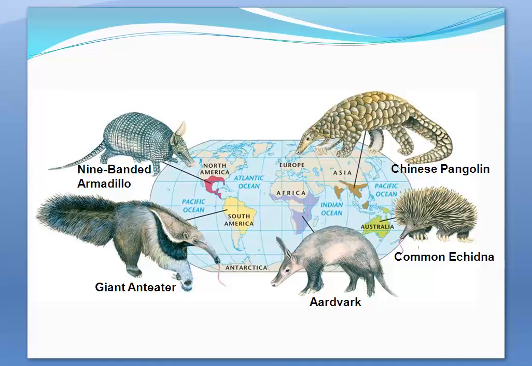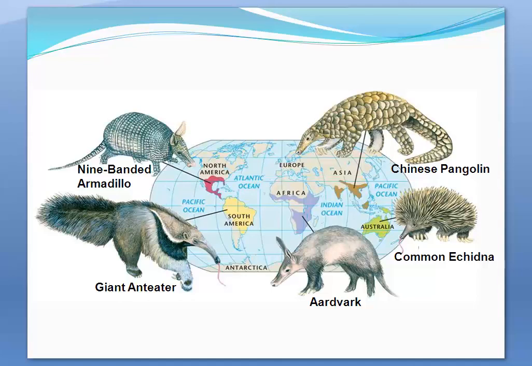We look in North America, South America, Africa, Australia, and in Asia, and we have the nine-banded armadillo, the giant anteater, aardvark, a common echidna, and what's called a Chinese pangolin. And none of these things really are related to each other whatsoever. However, they all lived in similar conditions, so they all developed similar functions. They all have a long snout, they all have claws for digging. Most likely they're all going to eat similar food sources.